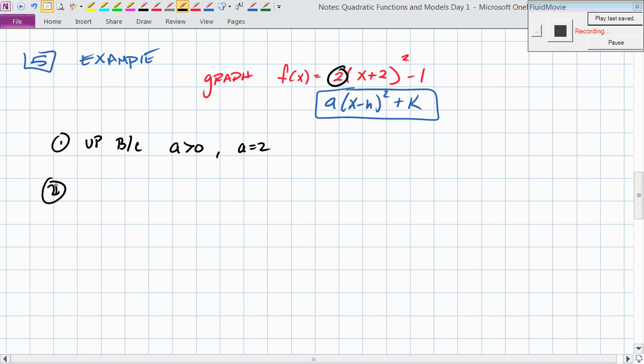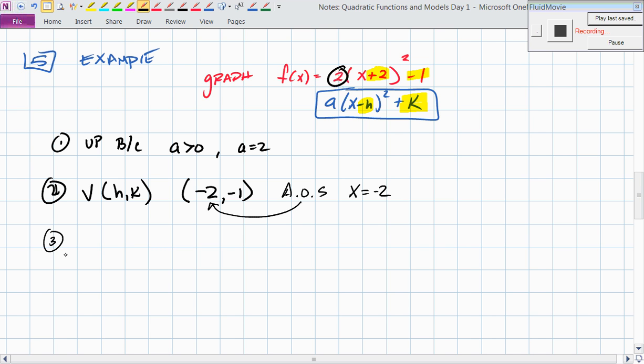Number two, we want to figure out where the vertex is. Well, the vertex is at the point h comma k, remember. So that means that my vertex will be at -2 comma -1. And notice I took the opposite sign of the 2, but I left this one the same. All right, so I have -2, -1. And once I have that, I can then find the axis of symmetry, because I know it's related to the x-coordinate of the vertex. So that means I'm going to have x equal -2 for my axis of symmetry.